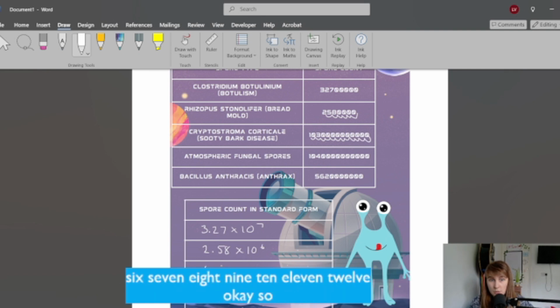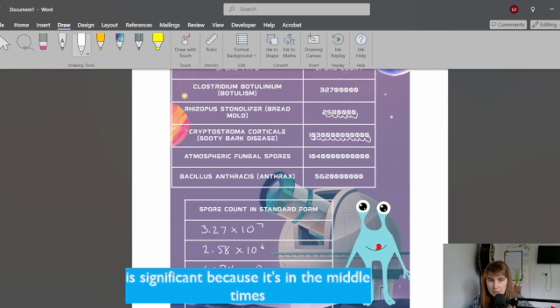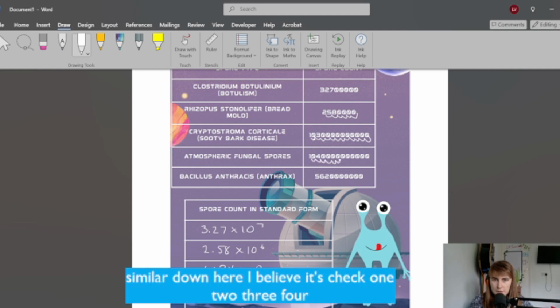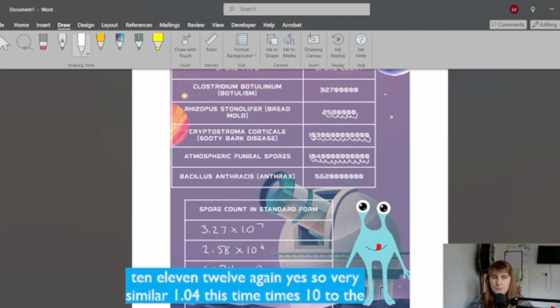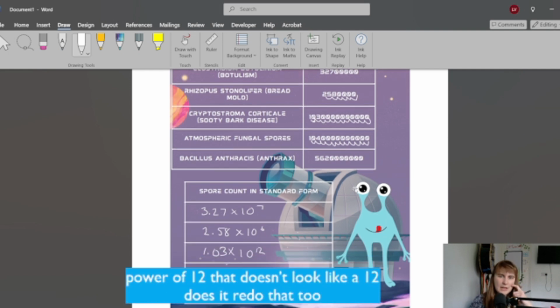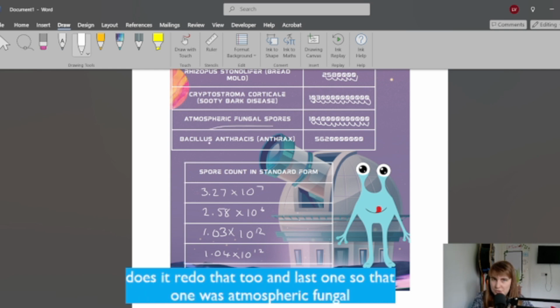Okay, so 1.03, because that 0 there is significant because it's in the middle, times 10 to the power of 12. Very similar down here, I believe. Let's check. 1, 2, 3, 4, 5, 6, 7, 8, 9, 10, 11, 12 again. Yeah, so very similar. 1.04 this time, times 10 to the power of 12. Well, it doesn't look like a 12, does it? Let's redo that too. And the last one, sorry, that one was atmospheric fungal spores, just more generic.